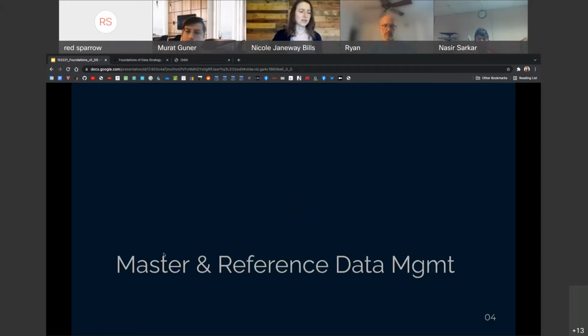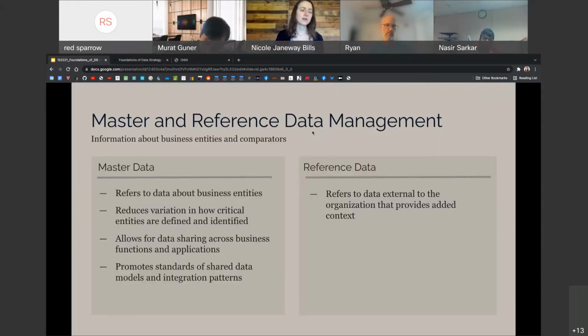So this first area, or of the remaining two, master and reference data. This was one of the concepts that I was most unfamiliar with as I started my study of this field. And I hope to provide you guys with an intuitive understanding of what is entailed by these terms. So master data is information about business entities.